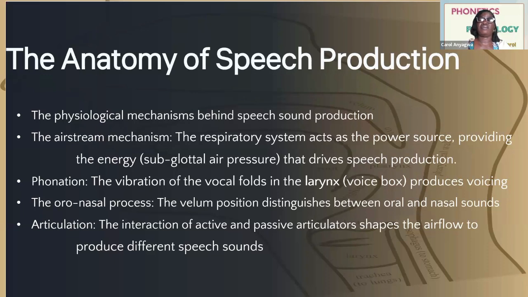And of course, as we explained in the mechanics of speech production, it is the position of the velum that determines whether the sound is oral or nasal. And then finally, we look at the articulatory system, which coordinates articulation. At the stage of articulation, we have our articulators, passive and active, coming together to shape the airflow to produce different speech sounds.